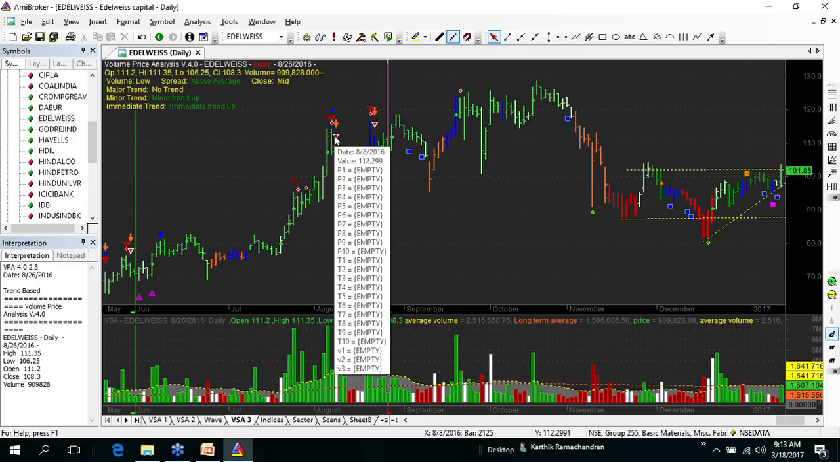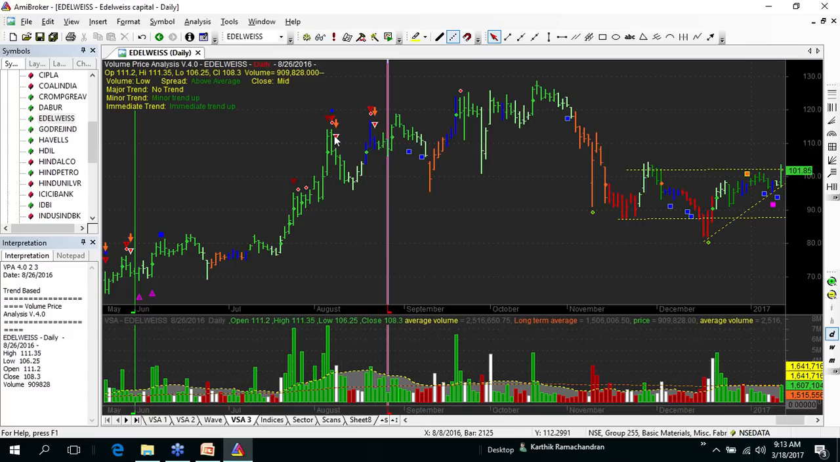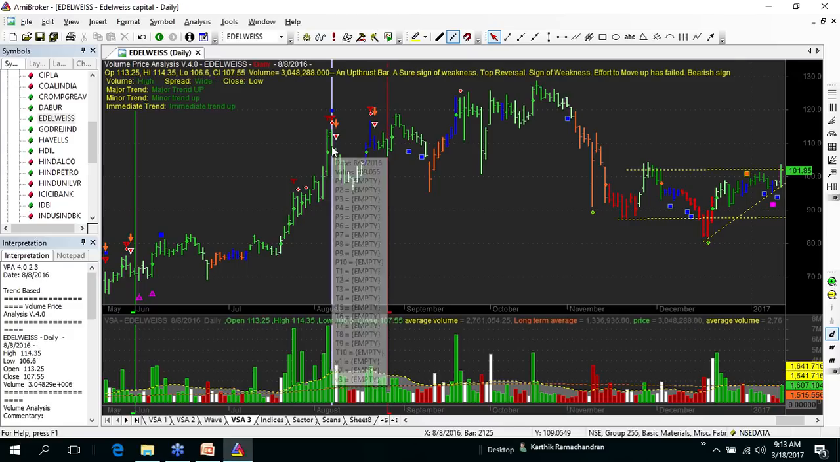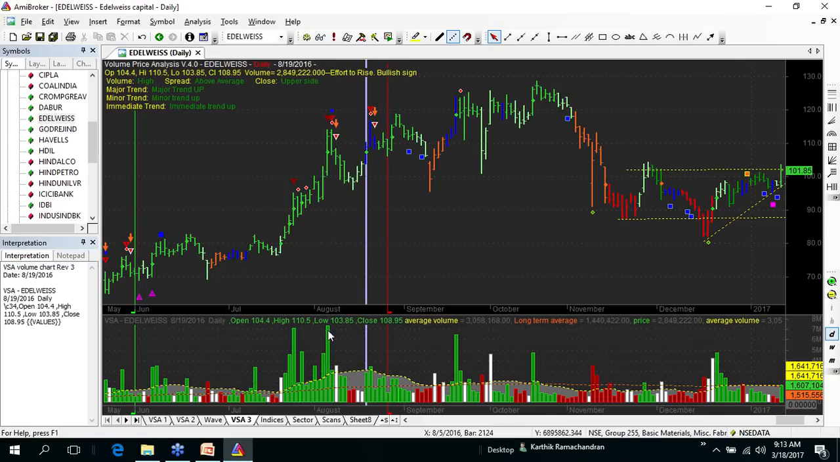Normally, the previous bar for an upthrust bar, in ideal conditions, should be a widespread up bar on higher volume. But the upthrust bar itself is much lower volume here compared to the previous bar. So it is not going to be very effective. And that's why it ended here only, it did not go down further, I would say.